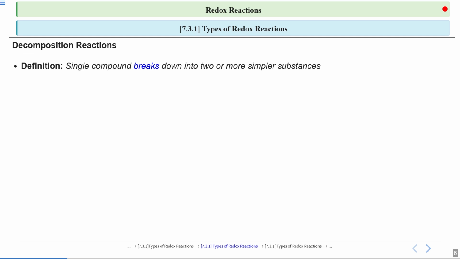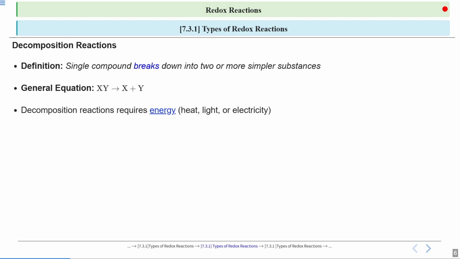So what I have stated is, if we look at the general equation, you will find that the single compound, that is XY, has broken down into X and Y, which are in the elemental form. As I have already stated, the decomposition reaction leads to the breakdown of a compound into two or more simpler substances. But in these simpler substances, or in the products, you will find that at least one of them will be in the elemental form.